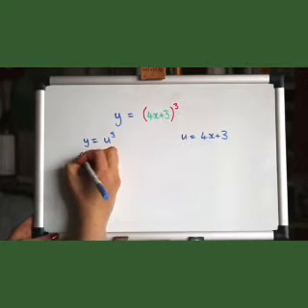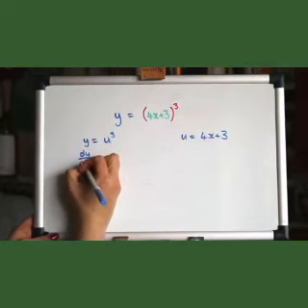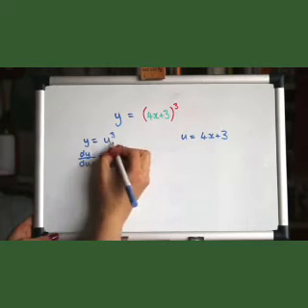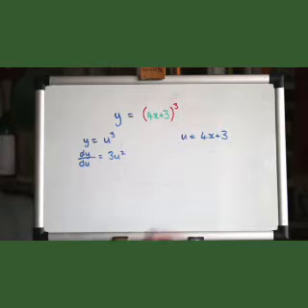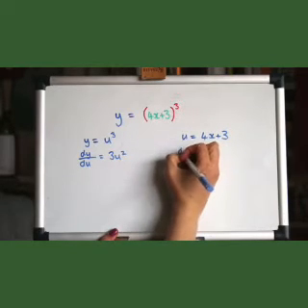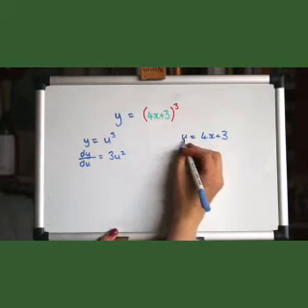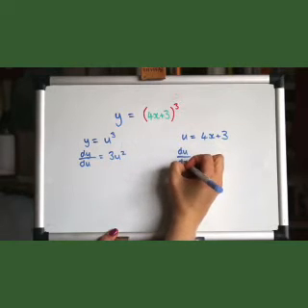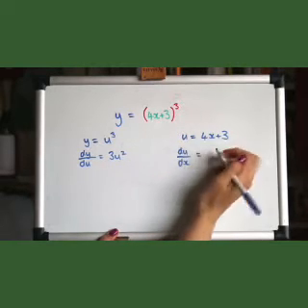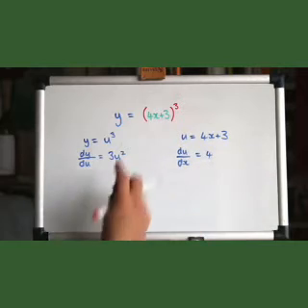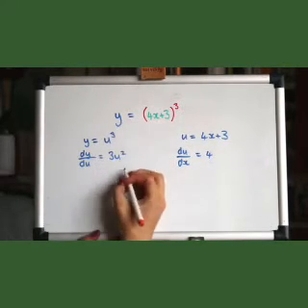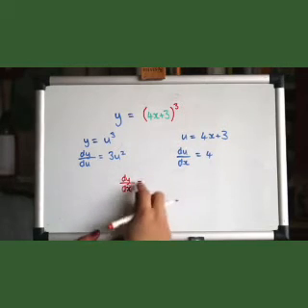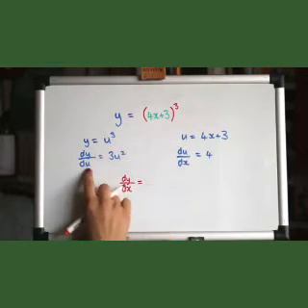We've got y and u, so when we differentiate we'll get dy by du, and that will be 3u squared. We'll also differentiate the inner function, so that will be du by dx, and when we differentiate that we'll just be left with 4. What we're looking for when we differentiate this whole thing is dy by dx, and we can get dy by dx by using these two.